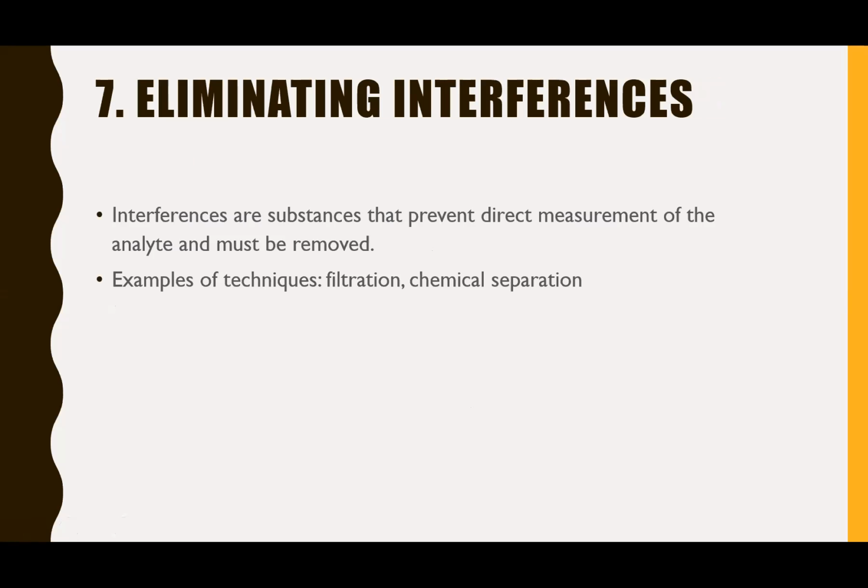Number 7, eliminating interferences. Interferences are substances that prevent direct measurement of the analyte and must be removed. For example, if there is contamination of samples, you have to remove it, whether by using filtration or chemical separation.